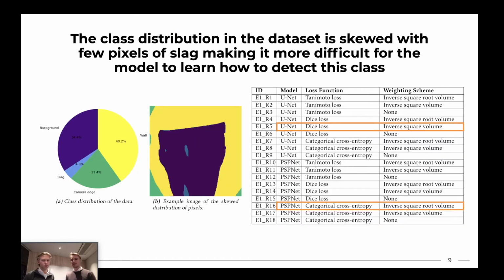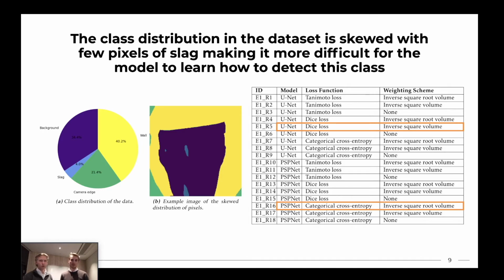When we analyzed the class distribution of the pixels from this dataset that we created, we saw that it's a really skewed class distribution. In particular, the slag class is heavily underrepresented in the dataset, which causes problems for the model to detect this class. So we looked into some methods to counter this issue, and we found that you could use a different loss function and weighting scheme to aid the model in a better way.